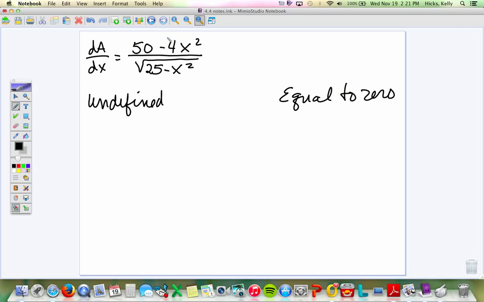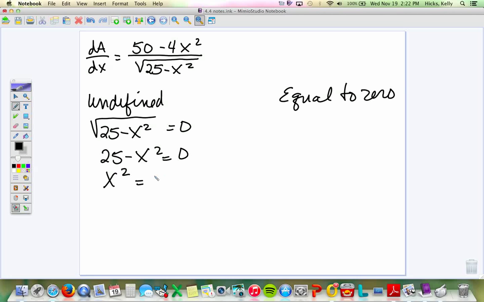Okay, well, this fraction right here is undefined when the denominator is equal to 0. So when is the square root of 25 minus x squared equal to 0? If we square both sides, we get 25 minus x squared equals 0, which is the same thing as x squared equals 25, which is x equals plus or minus 5. But the negative 5 was not in our domain, so really all we care about is x equals positive 5. You can't have a negative 5 length.